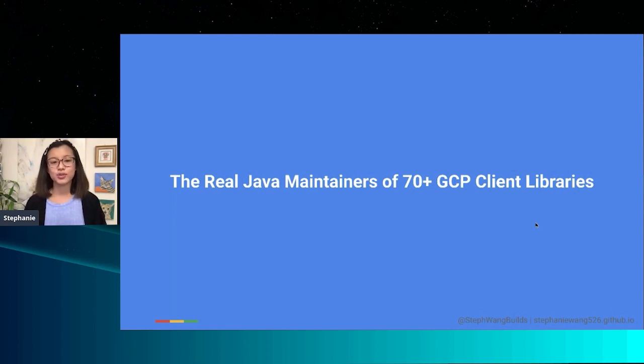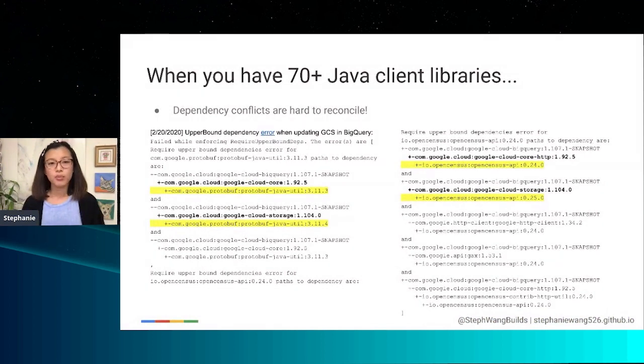I would like to first share a little bit about my experience as a Java maintainer of 70 plus GCP client libraries, and how maintaining all these client libraries was from a dependency management perspective. When you have 70 plus Java client libraries, which is, by the way, quite a few of them, dependency conflicts were very hard to reconcile and happened often.